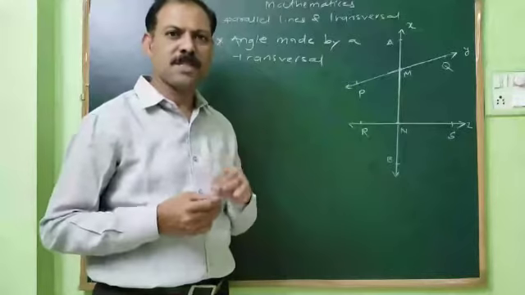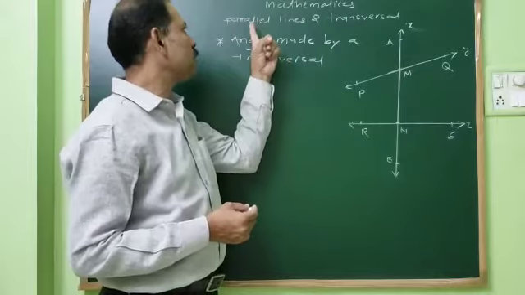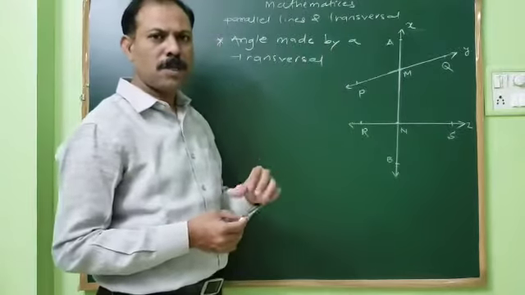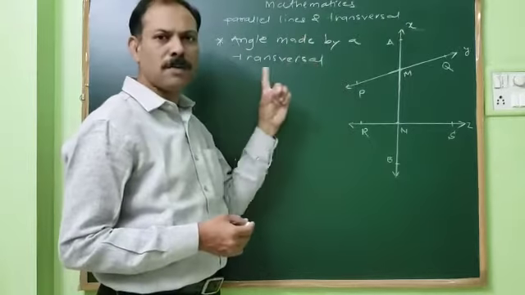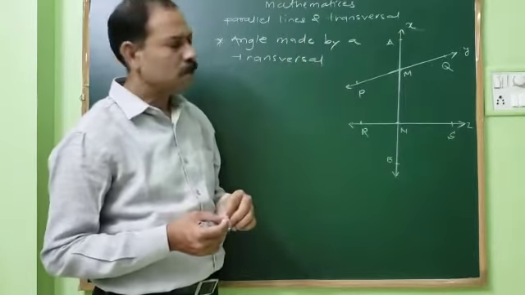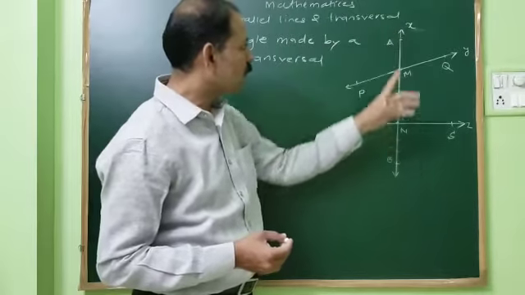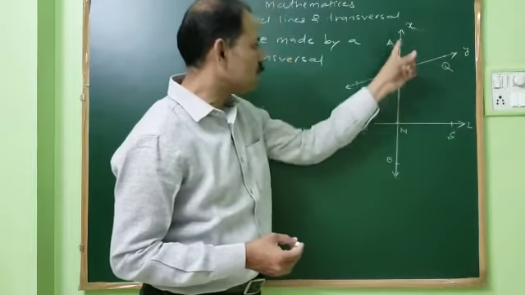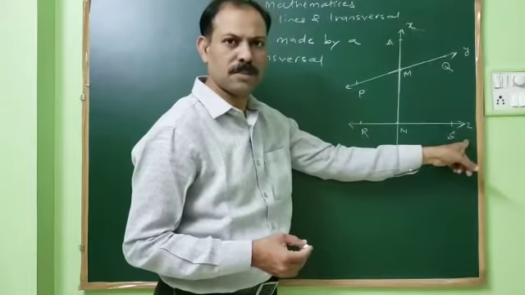In our previous lecture, we learned the two definitions, parallel lines and transversals. Today, we are going to learn a new concept, angles made by a transversal. Here, from the adjoining figure, X is the transversal of lines Y and Z.